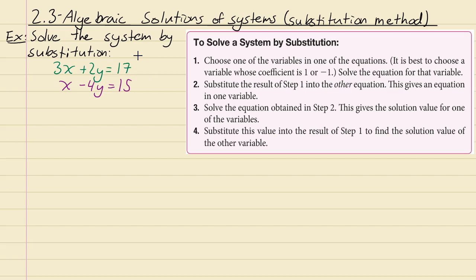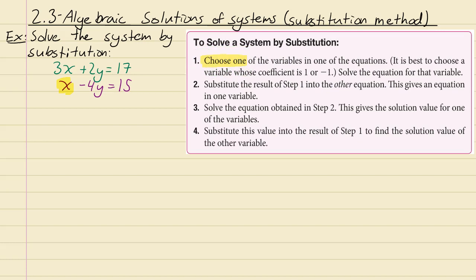And remember, always pause it whenever you need to copy down stuff, or try to work things on your own, or read things ahead. But for right now, we're going to look at step 1, which says choose one of the variables in one of the equations. And we'll choose one whose coefficient is 1 or negative 1. So that one that we've chosen right here is going to be this x.